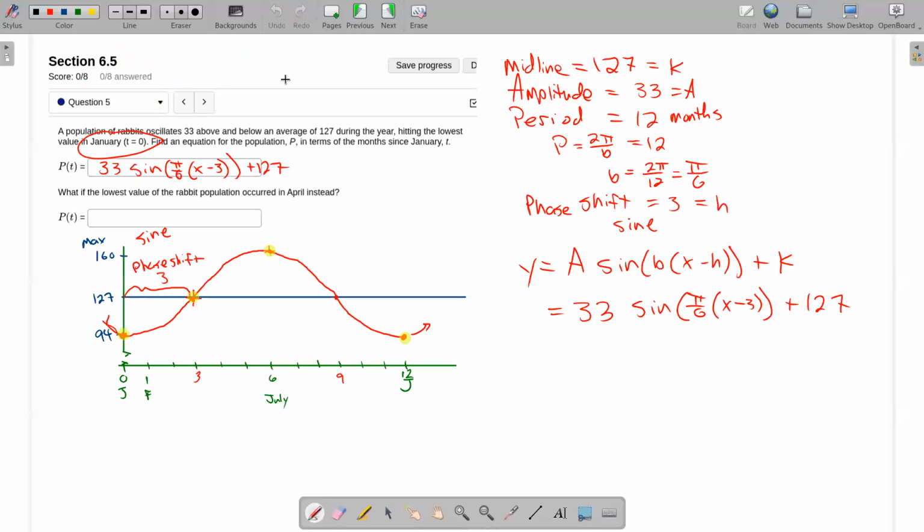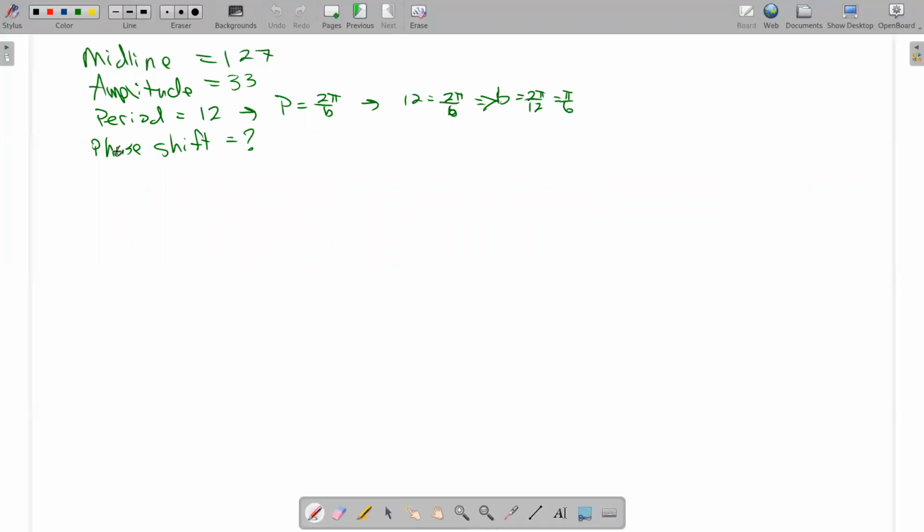Let's go back, double check. Lowest value to occur in April, all right. So we want the min of 94 rabbits in April. January, February, March, April, that's 4 months. So that means I want the point 4, 94. And then I still want everything else up there to happen.